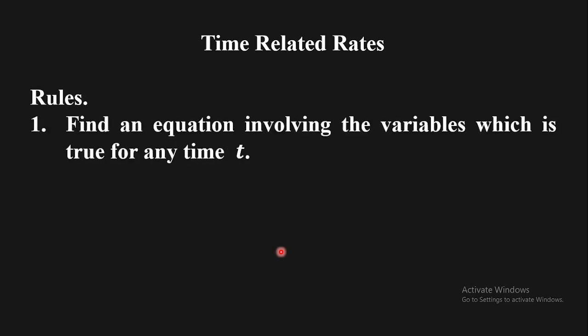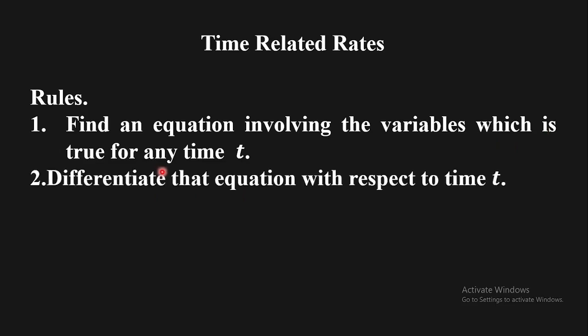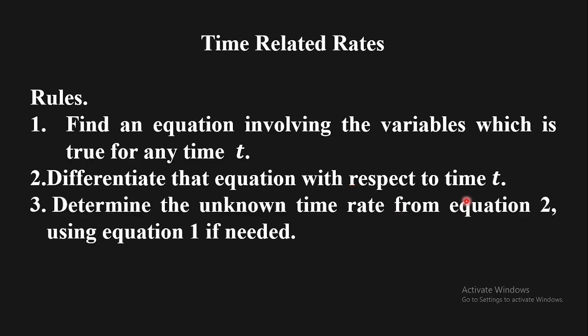Number one is to find an equation involving the variables, which is always true for any time t. Number two, we can now differentiate the equation with respect to time t. And number three is to determine the unknown time rate from equation 2 using equation 1 if needed. So let's have some examples.